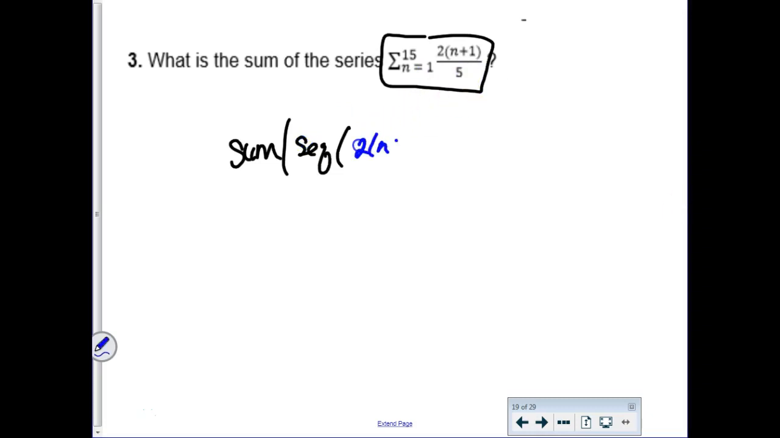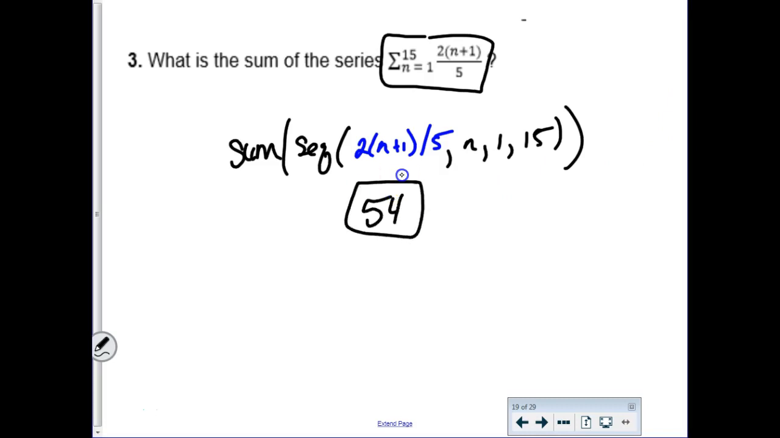This is 2 times n plus 1. You can just say divide by 5 like this. You don't have to use extra parentheses because it's just dividing by a singular number there. Comma, n, comma, and then you want to start at the first term and go up to the 15th term. So something fabulous comes out, I'm sure of it. Is it 54? Wait, what? It's not 50? I got 54. 270. What?